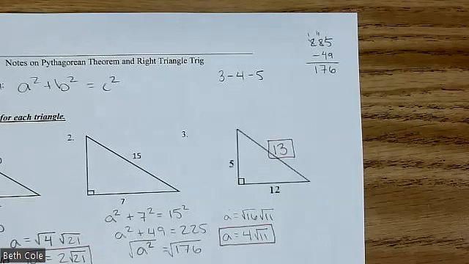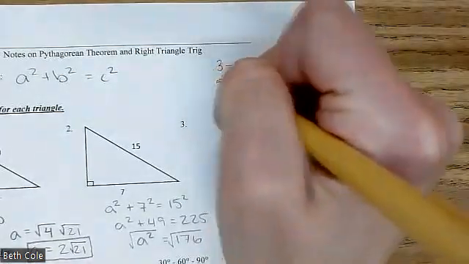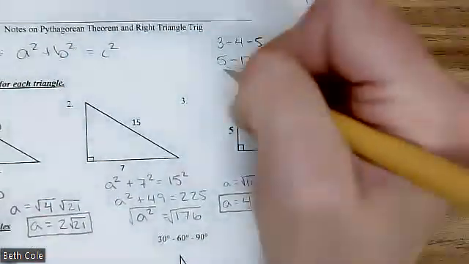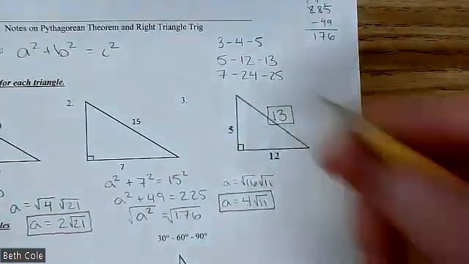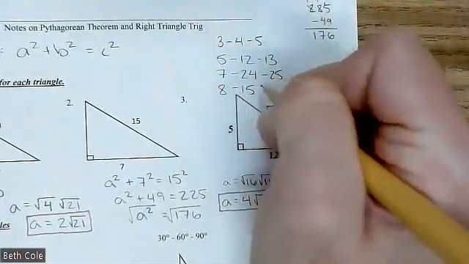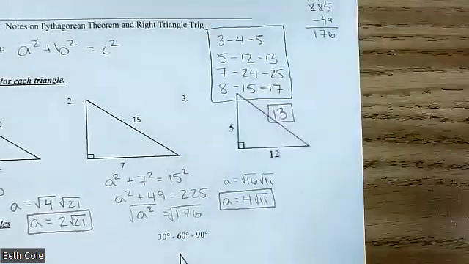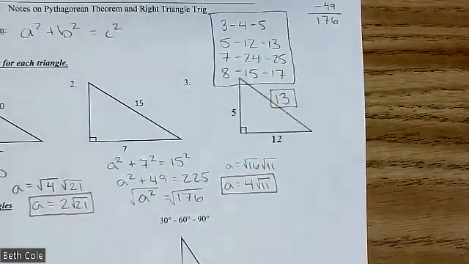Okay, and then there's a few more that I think we should just know. There's 4 of them that I usually just tell everybody they should know. 5, 12, 13 is the next one. We've got 7, 24, 25. And 8, 15, 17. Just maybe put a box around that and draw some stars or something. If you just know those ones, it will make your life so much easier. Again, here's another example. This is what I'm saying.